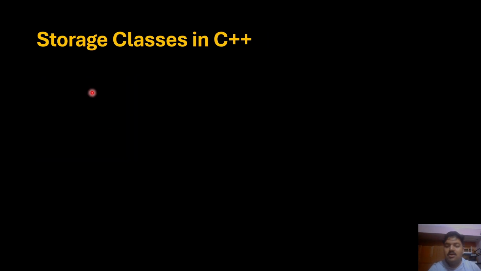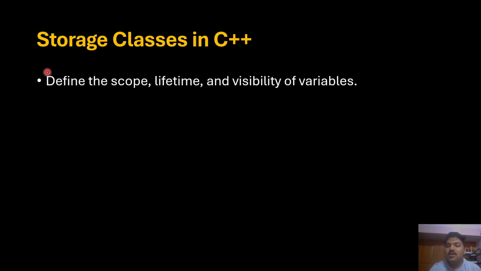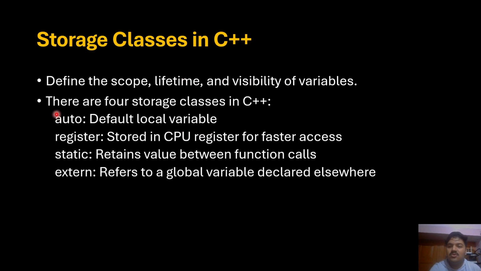So the next topic we will see is storage classes in C++. Storage classes define the scope, lifetime, and visibility of a variable. So storage classes are used to define the scope, lifetime, and visibility of a variable. When we define a variable, we sometimes use the storage classes to allow it scope or lifetime or visibility.